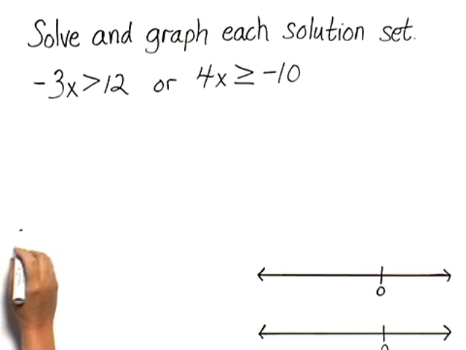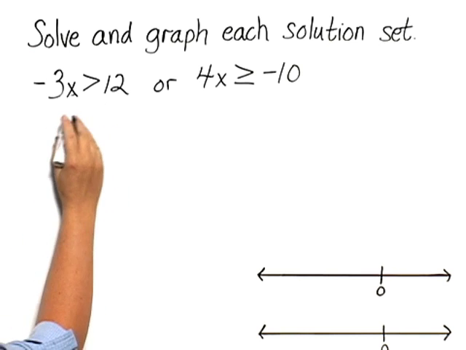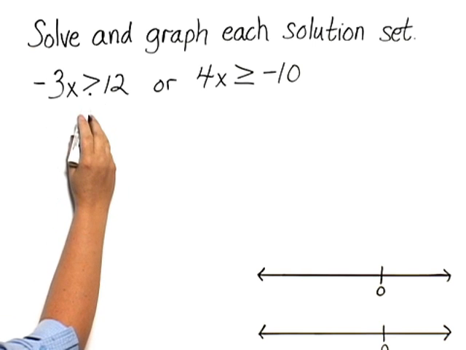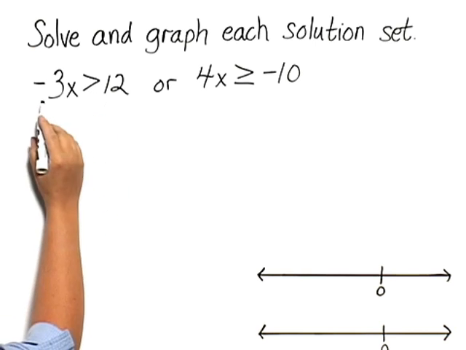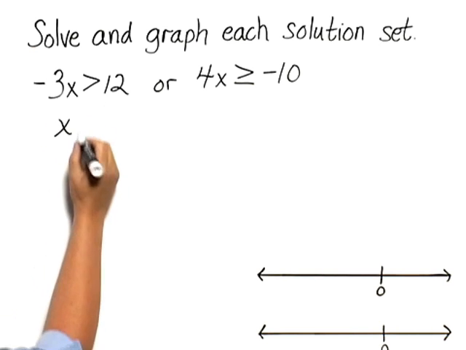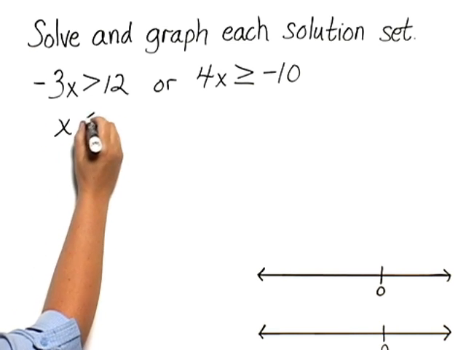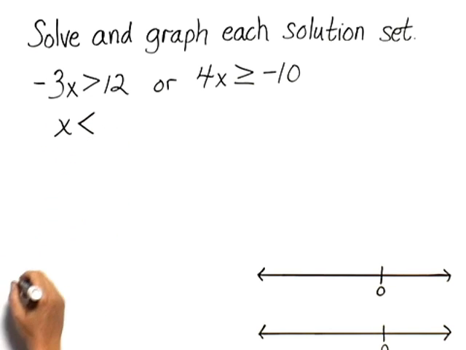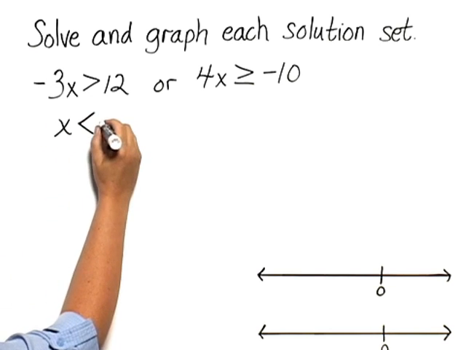Dividing both sides by negative 3, we will need to reverse the direction of the inequality symbol as we divide. So negative 3x divided by negative 3 would be x. Reversing the direction of the inequality, we have x is less than 12 divided by negative 3, which would be negative 4.